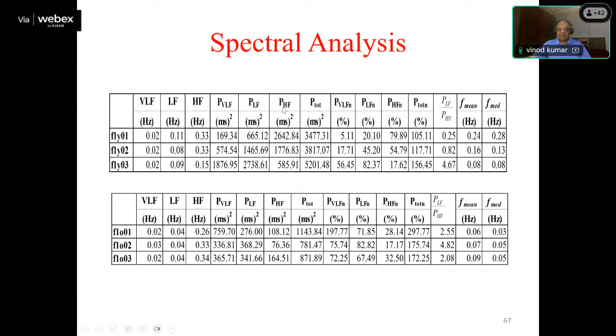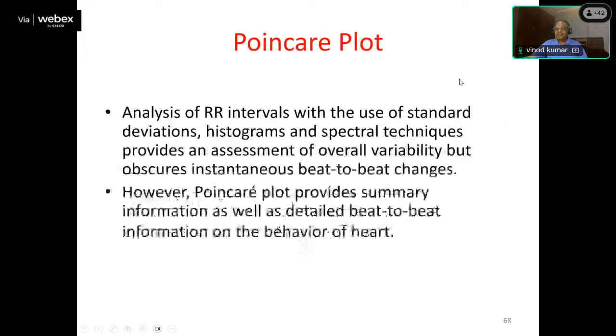This is the spectrum, and the same. First was the time domain analysis. This is frequency domain analysis. That is low frequency power by high frequency power, this ratio. So this ratio you will find for younger people is less, 0.25, 0.8. For older people, it is more. It is less means their high frequency component, parasympathetic, is more. Low frequency component is also more, but the ratio becomes quite less. And in this case, the ratio is large. And if the ratio is high, that means it may not be a normal person. There may be some abnormality.